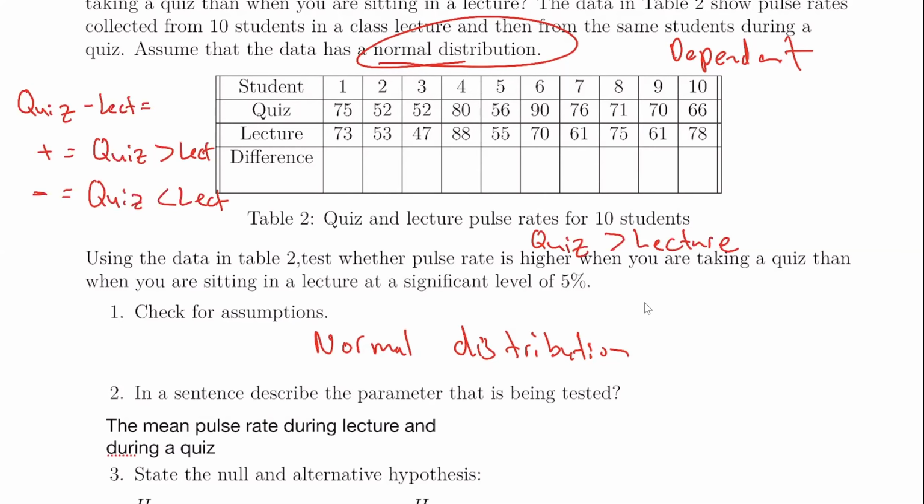If I do 75 minus 73, you get 2. 52 minus 53, you get negative 1. 52 minus 47, you get 5. 80 minus 88, negative 8. 56 minus 55, you get 1. 90 minus 70, you get 20. 76 minus 61, you get 15. 71 minus 75, you get negative 4. 70 minus 69, you get 9. 68 minus 78, you get negative 12. Any questions so far on how I got those numbers?